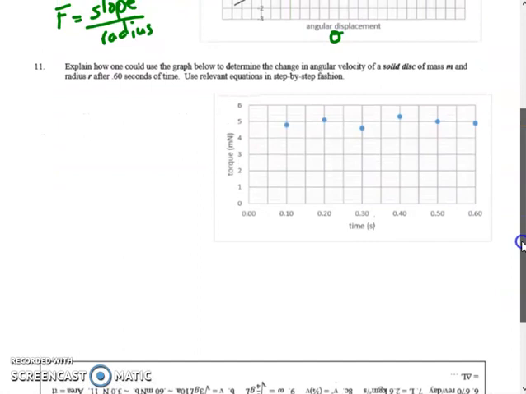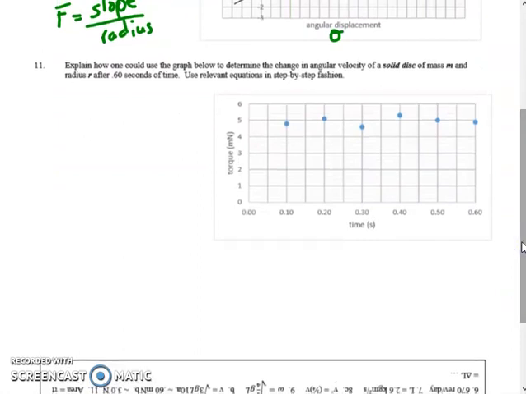All right, this looks like a similar graph. You'll notice the dots mirror the ones I had above. That's not a coincidence, but I'm not going to explain how that happened. Anyway, we've got torque, tau, and we've got time. We want to know how we would determine the change in angular velocity, delta omega, for a solid disk. A solid disk goes towards I, which is 1/2 mr squared. After 0.6 seconds of time.